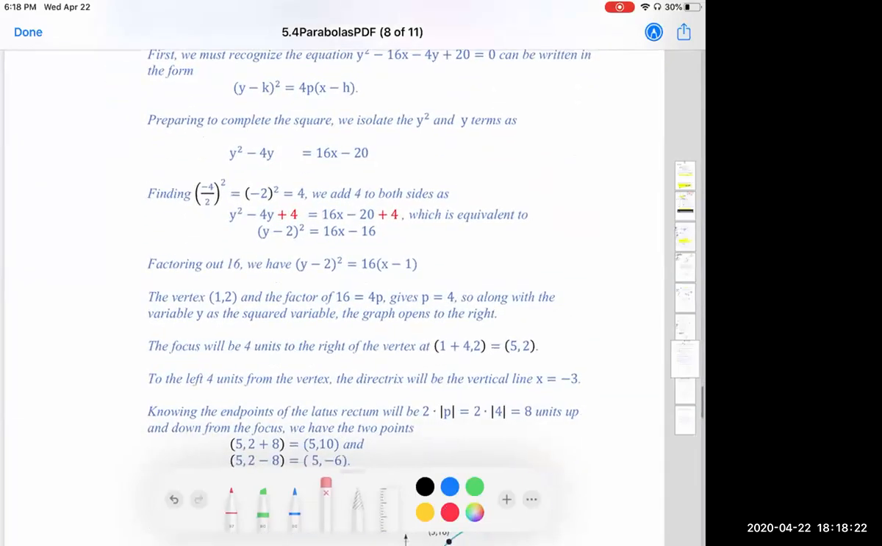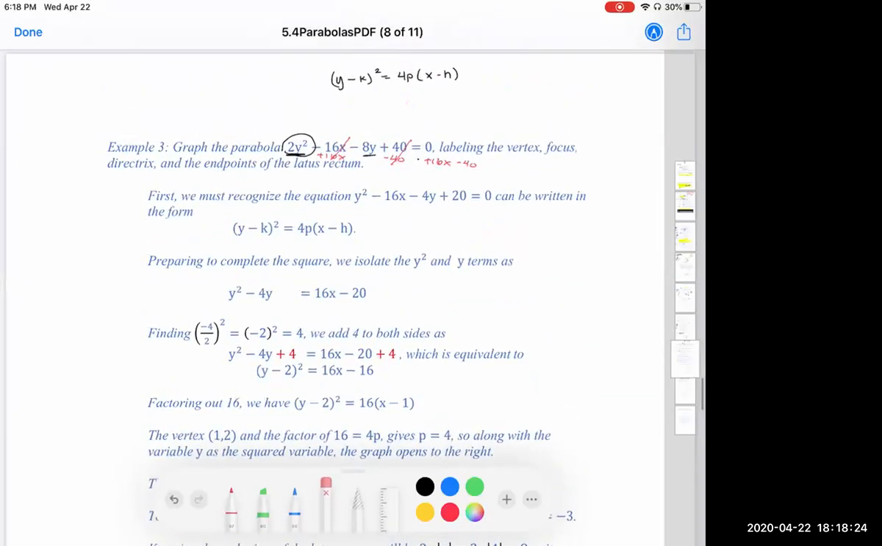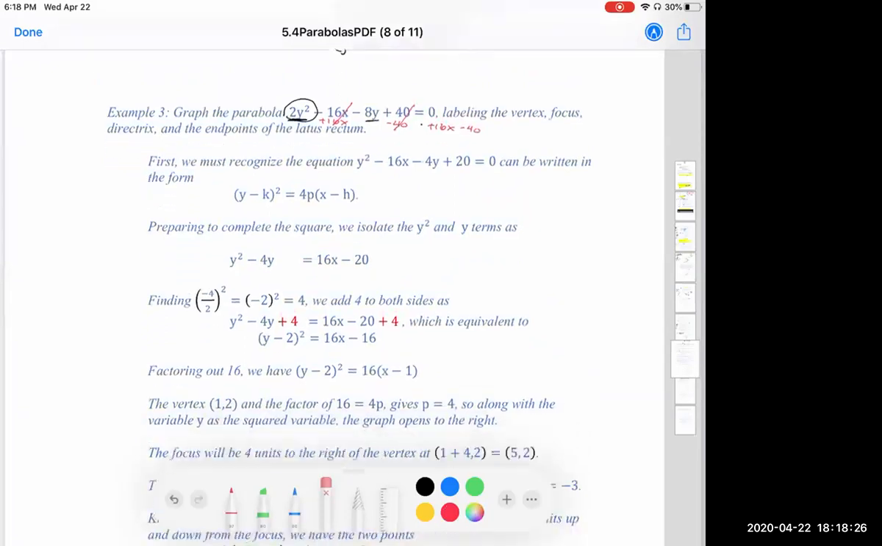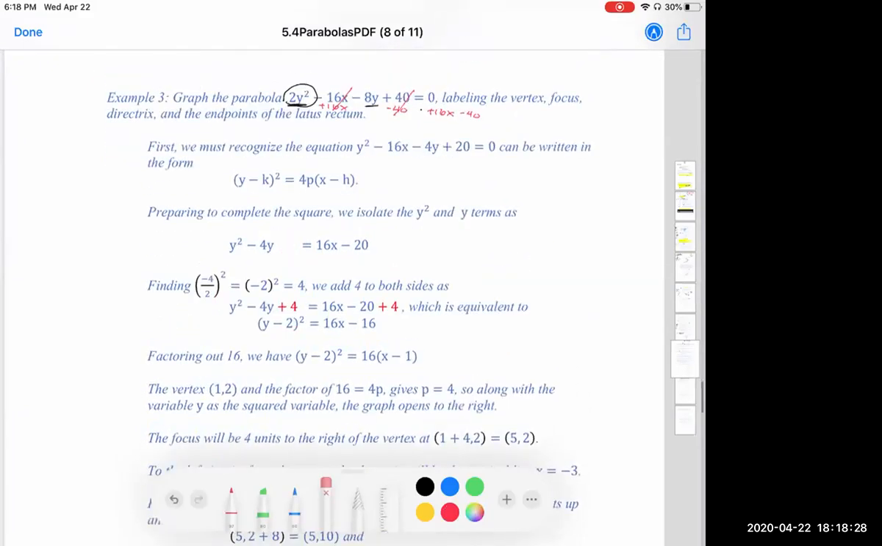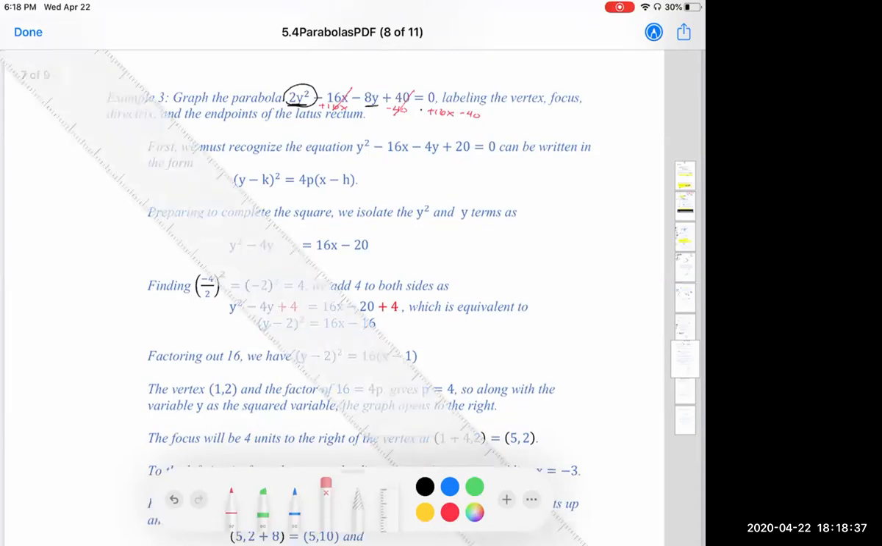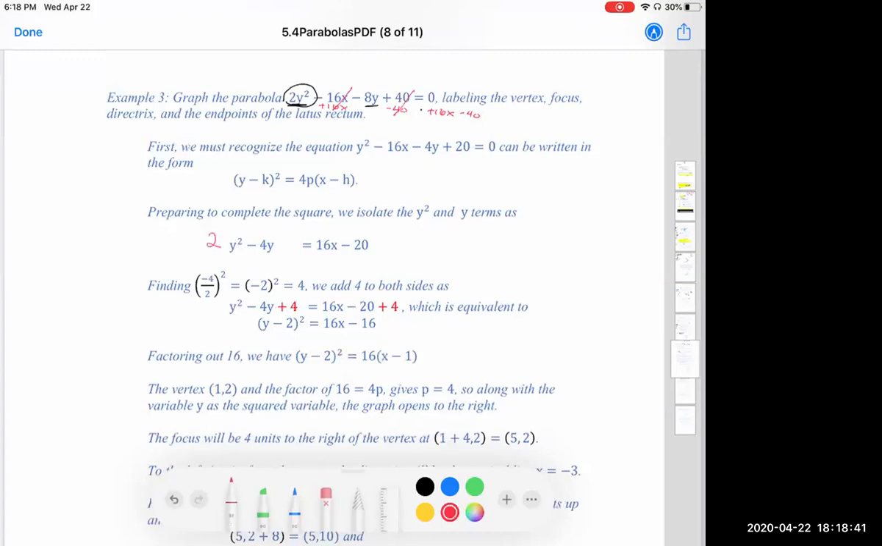Did they forget the 2? No. What happened is that we don't want a leading coefficient. I didn't emphasize that. We don't want a leading coefficient.